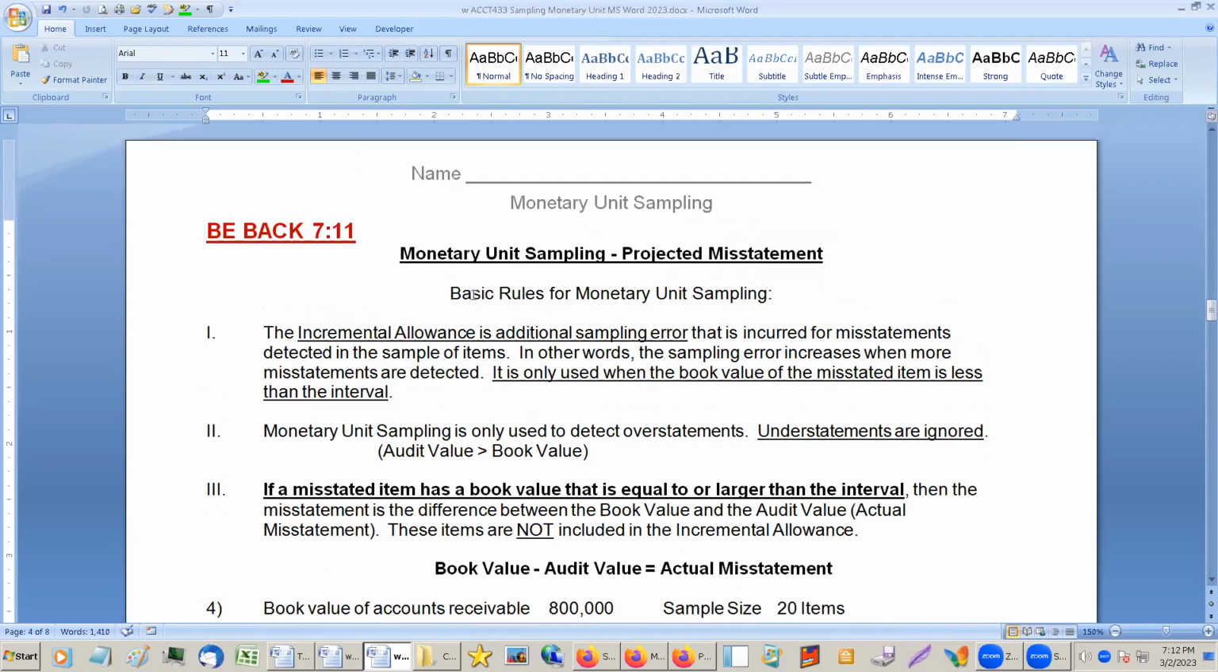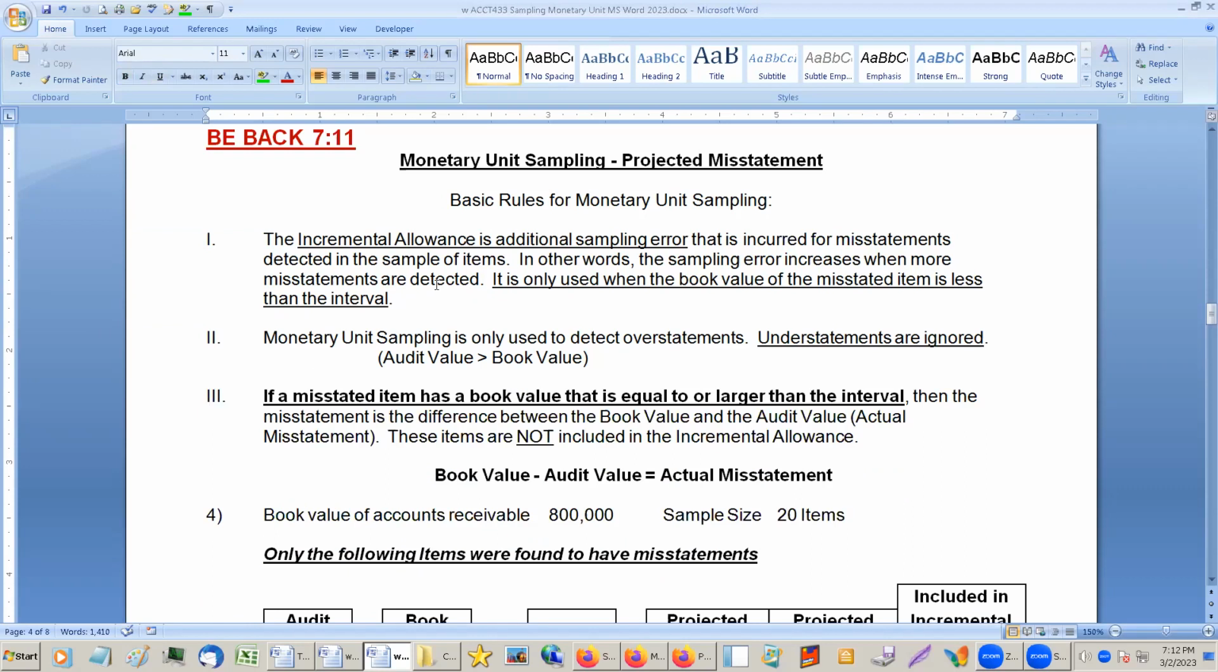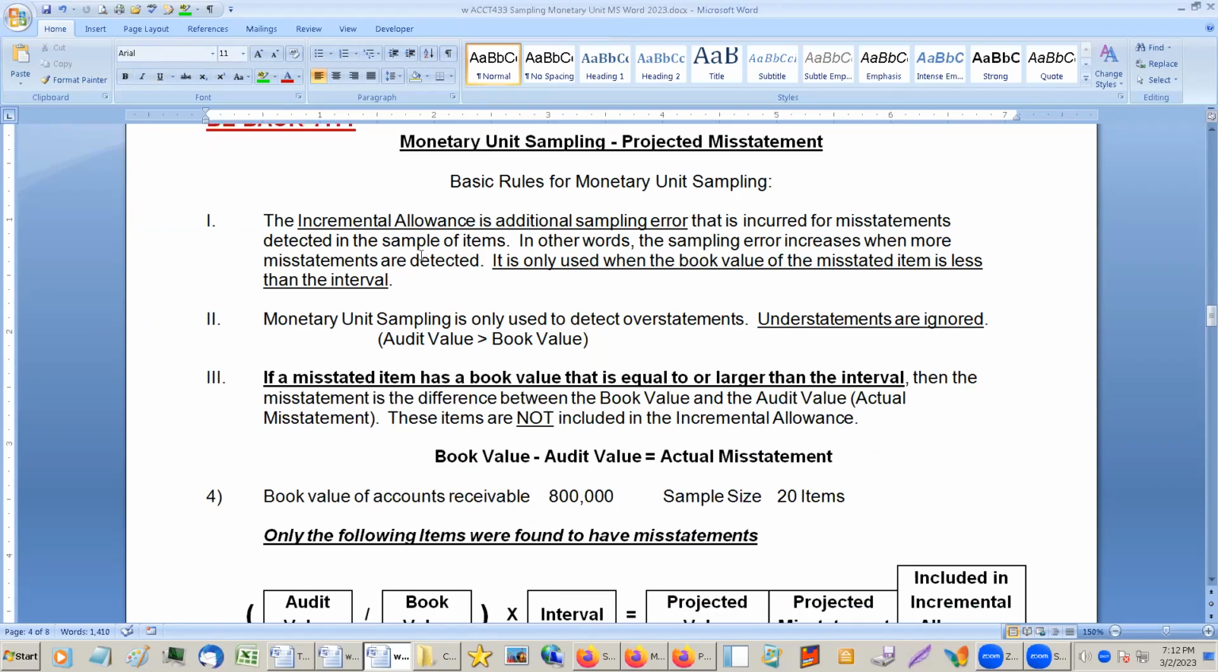Okay, monetary unit sampling. Well, you recall from last time I was telling you how great monetary unit sampling is. And now I'm going to tell you some of the sort of irritating rules about it.